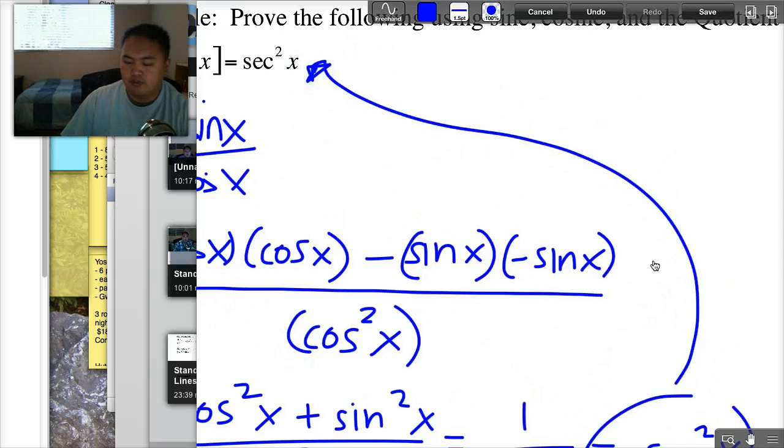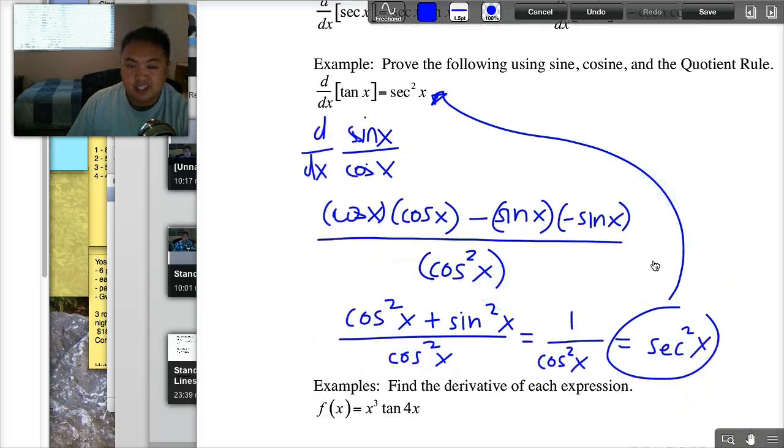So, in proofs, you're not going to do very many in this class, but you might get one on the AP exam. Follow the instructions. In the instructions, it said to use sine, cosine, and quotient rule. I converted tangent into sine and cosine. I did the quotient rule. I found out that this is the exact same as the trig identity, so this became 1. And 1 over cosine squared is the same thing as secant squared.